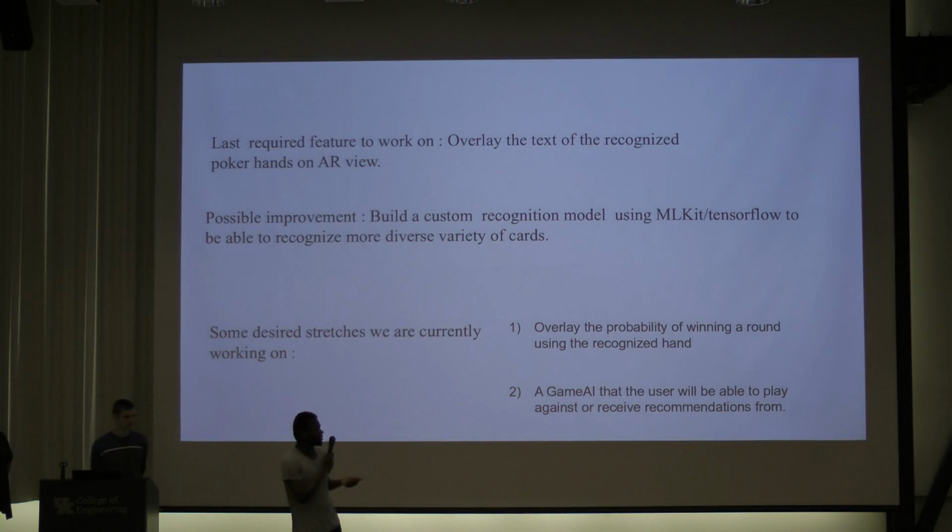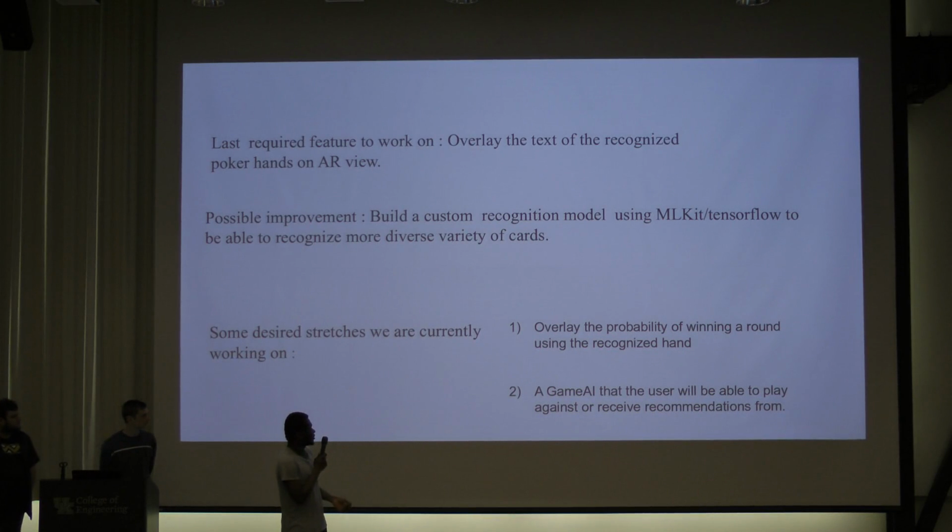So we're working on it, and since we've gotten used to the different API, we could try to do what we originally planned, which is to build a custom model from ML Kit to be able to recognize a more diverse variety of cards. And there are some stretch goals that we would like to implement and are working on: overlaying the probability of winning a round using the recognized hand, and building the AI that the user will be able to either play against or receive recommendations from.